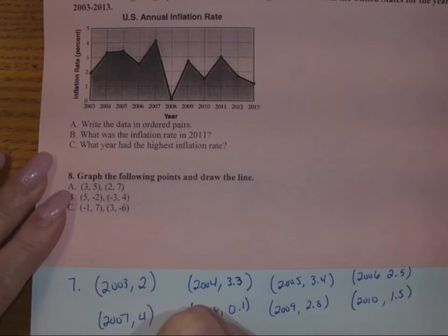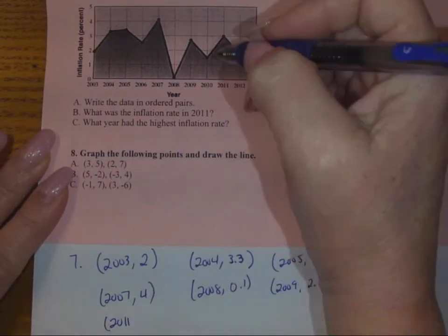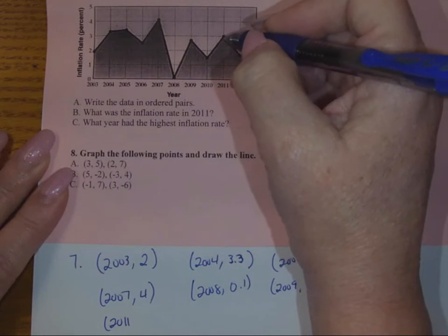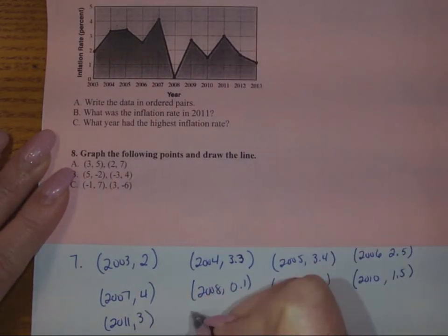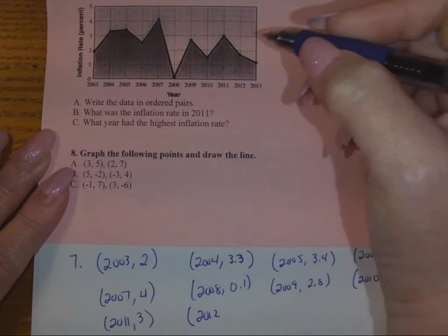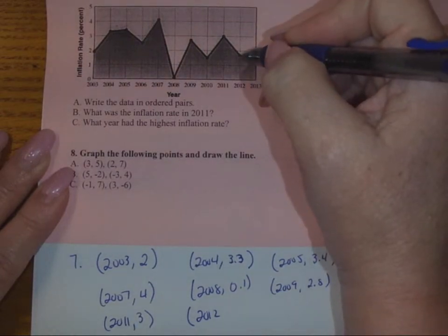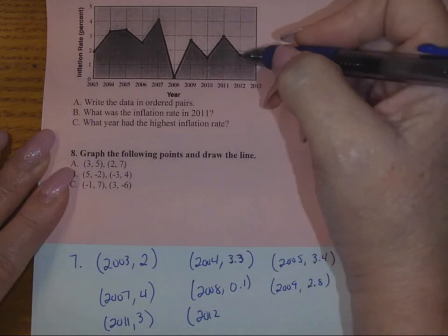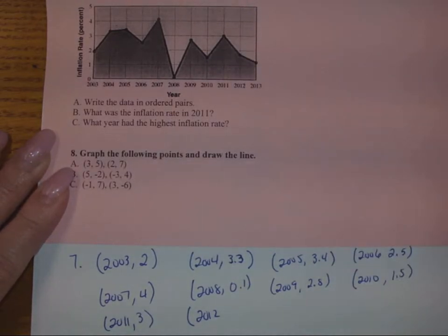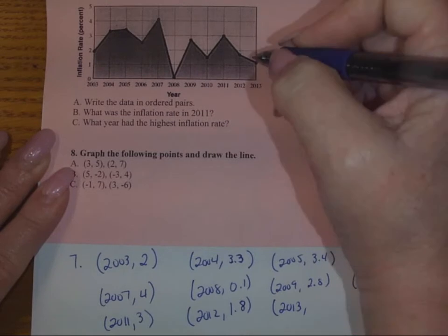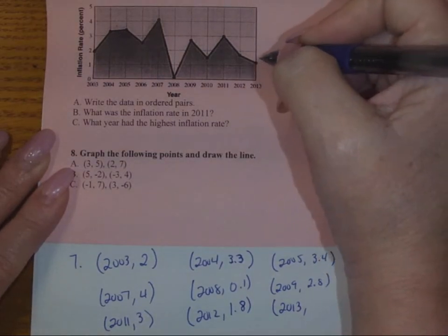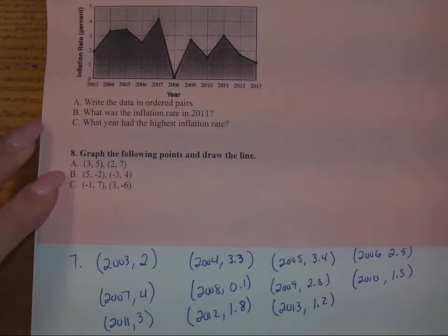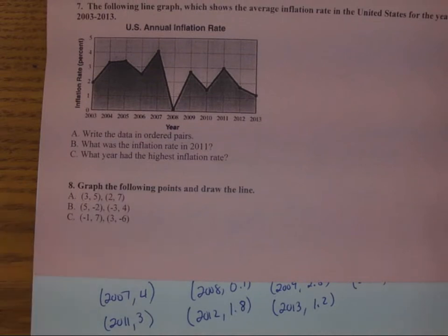In 2011, we look at our graph and we go up, and we're right on 3. In 2012, as we come up, we're past halfway. We are more than we were at 2010. So we have to make sure we go up a little bit, but we're not quite all the way up to 2. So let's go with like 1.8. And then in 2013, we're a little past 1, but not too far. So let's go with like 1.2. So as long as your numbers make sense, it'll be okay.